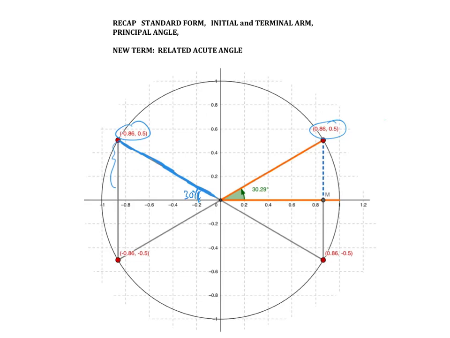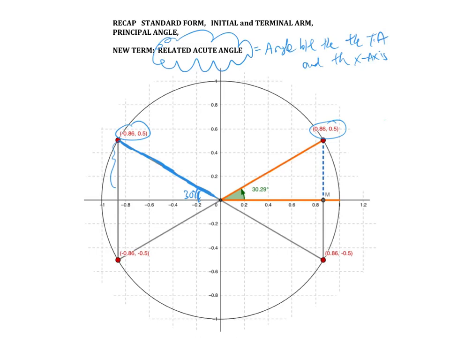And that's why there's new terminology here called related acute angle. Related acute angle is the angle that is between the terminal arm and the x-axis in that quadrant. So what is the principal angle in quadrant 2 of this blue line here? Now, principal angle is the angle between the initial arm, which is always this here, and the terminal arm, the one that I'm drawing in blue.